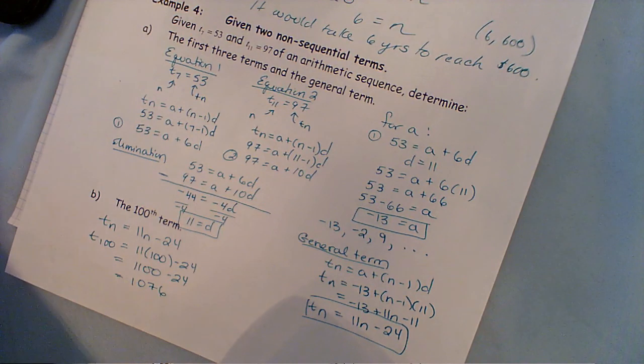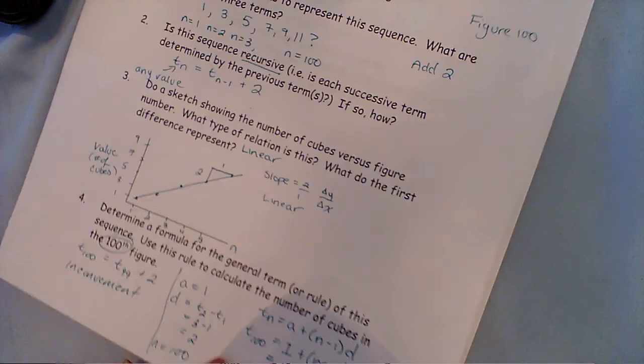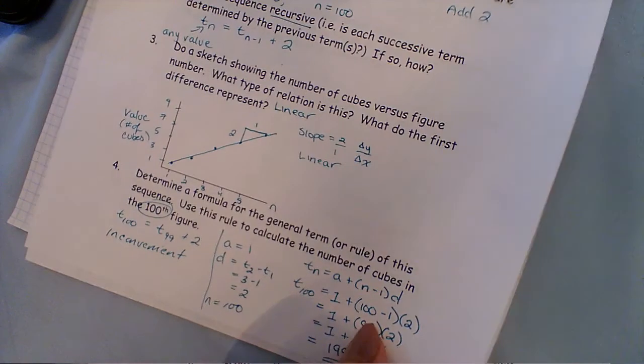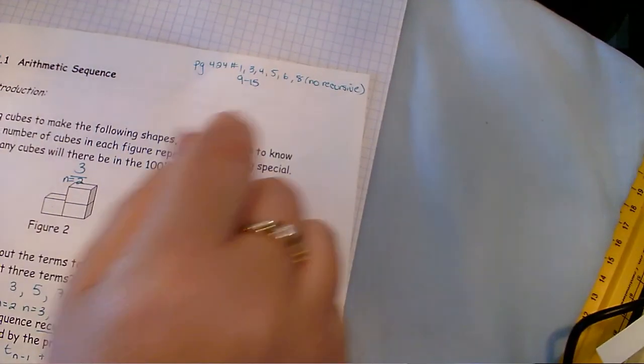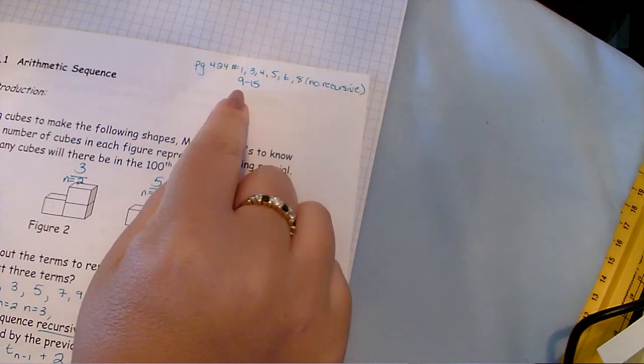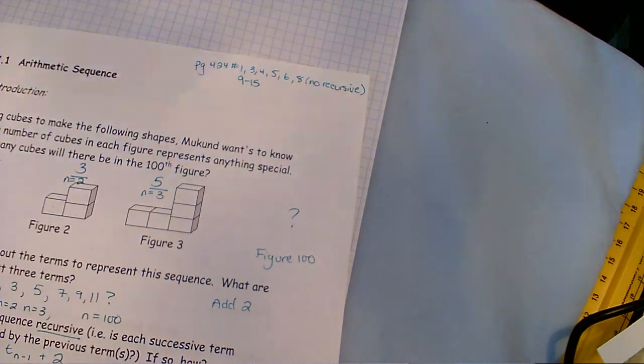So again, your homework. If you like this kind of stuff, then data management is probably the grade 12 course for you, because that's where this topic continues. So page 424, again, 1, 3, 5, 6, and 8, skip the recursive, and 9 through 50 on page 424. All right, let me know if you have any questions.